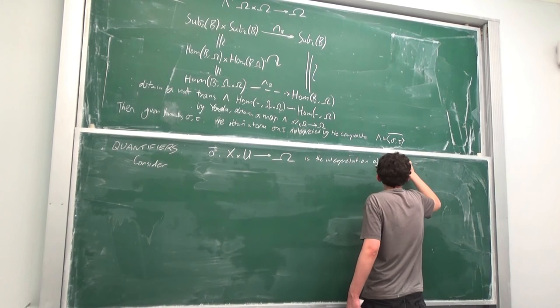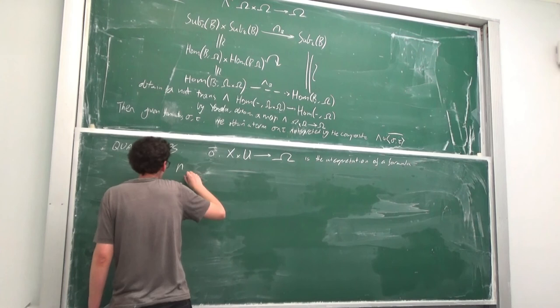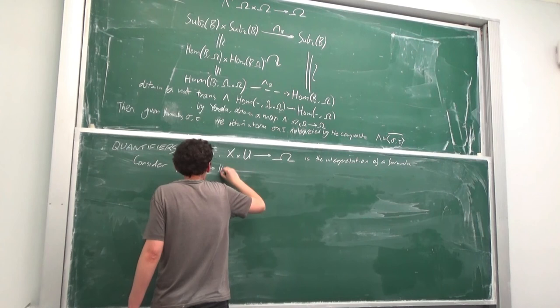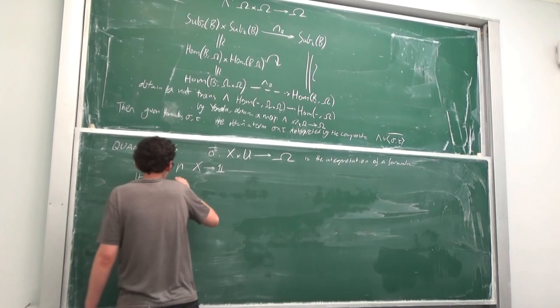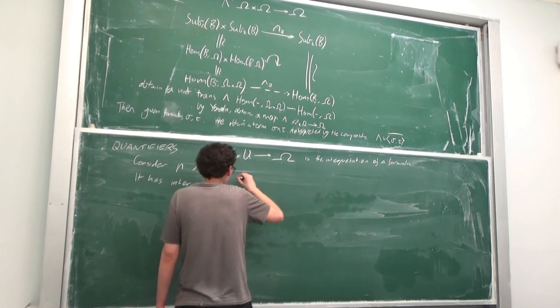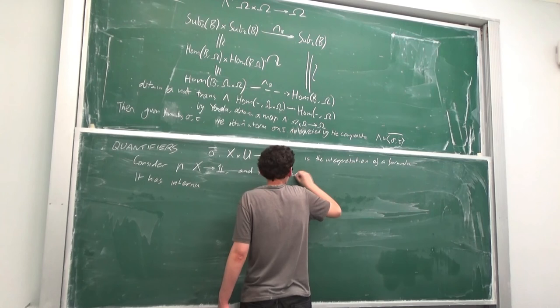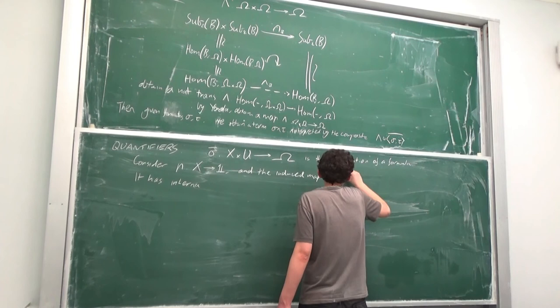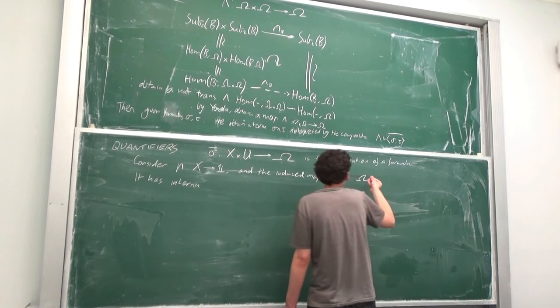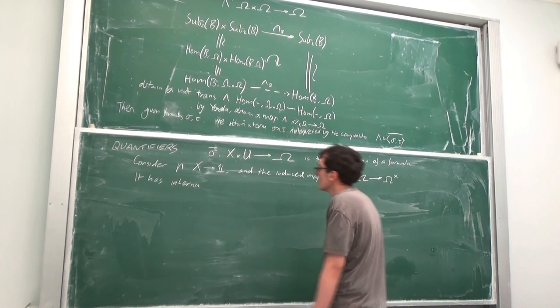So now consider the unique map P, which goes from X to 1. And the induced map, which goes from Ω^1, which is just isomorphic to Ω, to Ω^X. So this has internal adjoints.